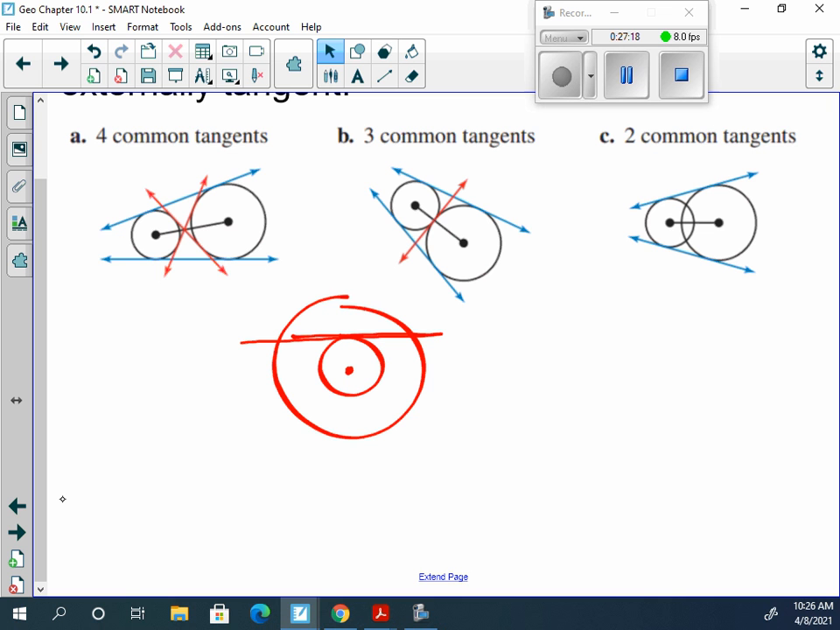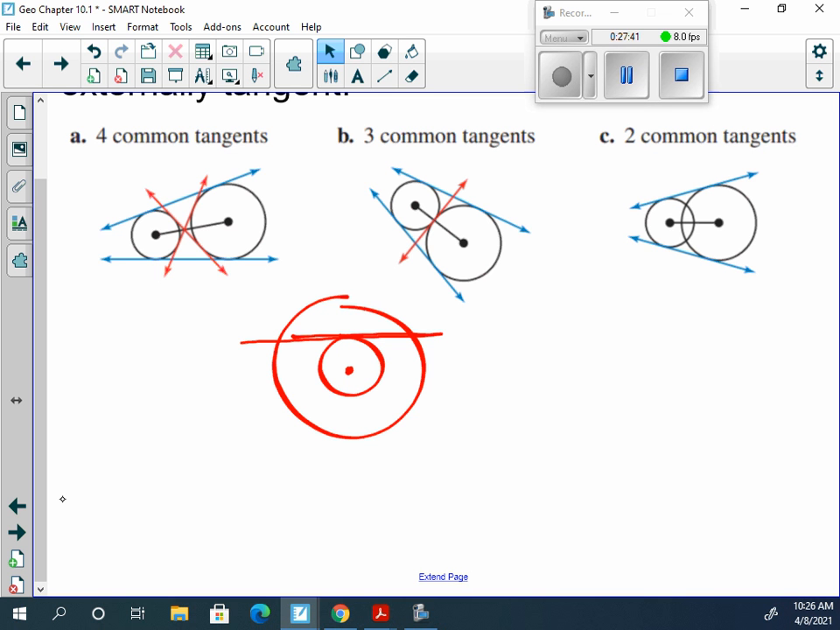So if they are concentric circles, they will not have any common tangents because there's no way to draw it. So part of the circles do have to be outside of each other. There will be questions on that on the homework, asking for how many, internally or externally.